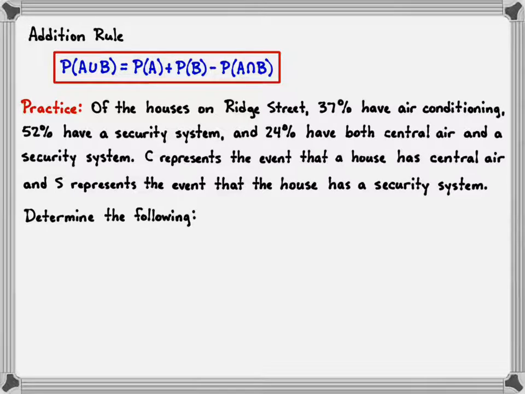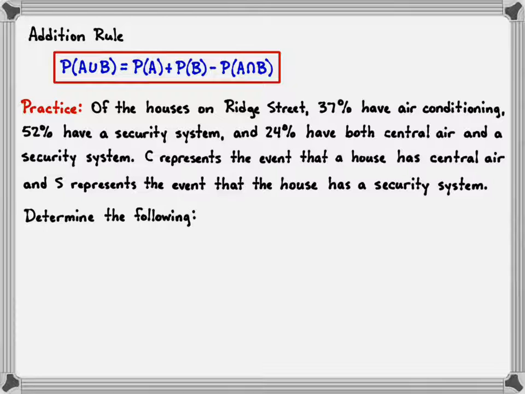Now let's go ahead and take a look at a practice problem with this. Of the houses on Ridge Street, 37% have air conditioning, 52% have a security system, and 24% have both central air and a security system.